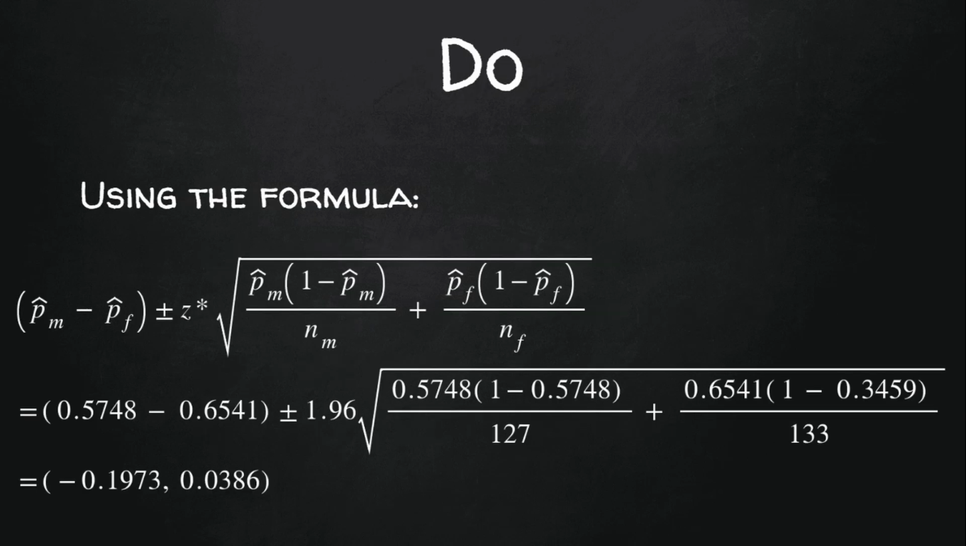Our third step is the do step. Here we do our calculations. Using this rather intimidating formula, we can plug in our p-hats for both males and females, our sample sizes, and our critical value, z star, which is 1.96, and we end up with an interval there at the bottom of negative 0.1973 to 0.0386.